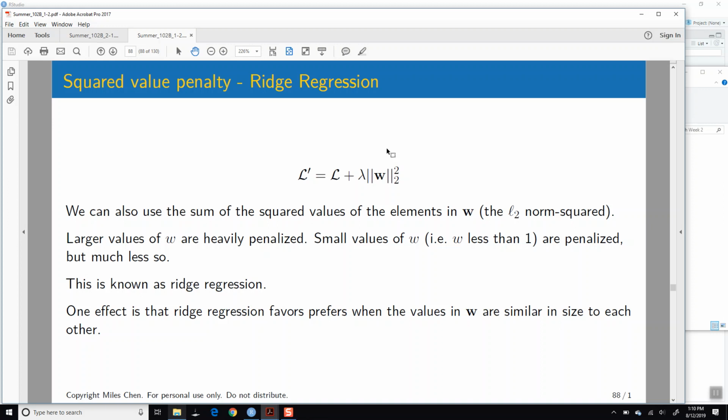Because if your coefficient is size 1, 1 squared is only 1, and ridge regression goes, I'm not a huge fan. It incurs some penalty, but the penalty is only 1. However, if the coefficient goes up to size 10, and you square 10, then it's 100. And so ridge regression is going to say, I hate this coefficient a lot, because it's much bigger. 10 squared is 100, whereas 1 squared is only 1.